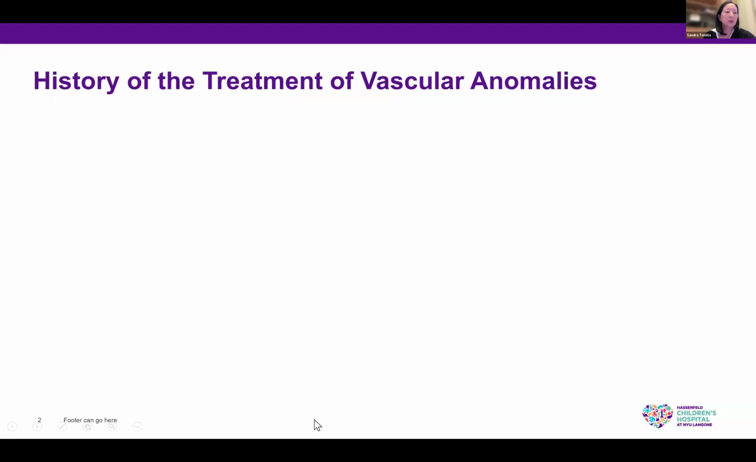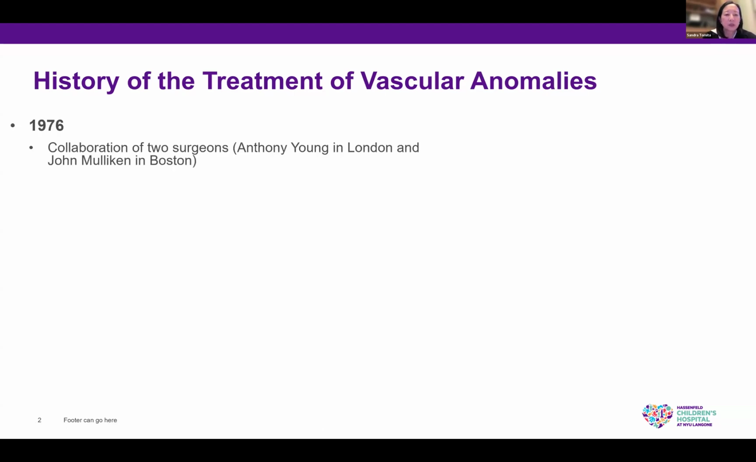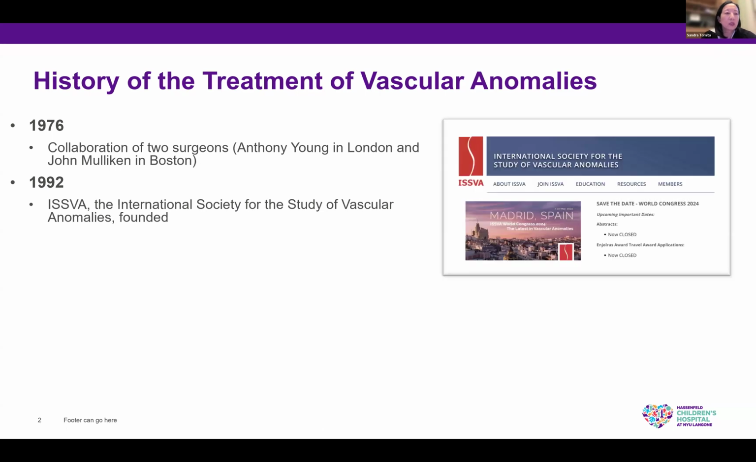Birthmarks have been long described in medical books, but until recently, have really not been a part of traditional medical training. The first formalized collaboration to study vascular anomalies was established in 1976 by John Mulliken in Boston and Anthony Young from London. These two surgeons went on to found ISVA, the International Society for the Study of Vascular Anomalies, whose current president is actually Dr. Bly, who is our next speaker tonight.